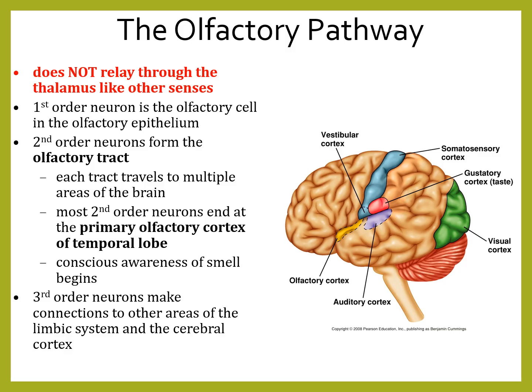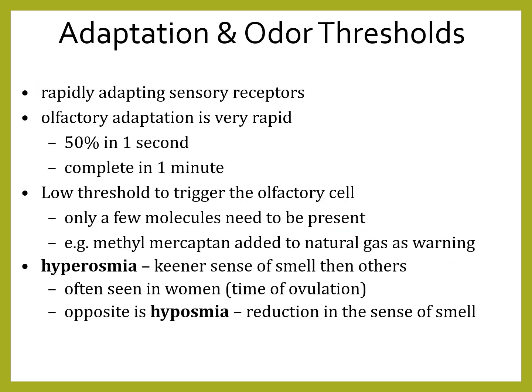Third order neurons are then going to take that information and bring it to other areas of the cerebral cortex so we can begin to identify what that smell is. And the third order neurons are also going to allow us to make extensive connections between the olfactory pathway and the limbic system. Out of all of our senses, smell is the fastest adapting sense.